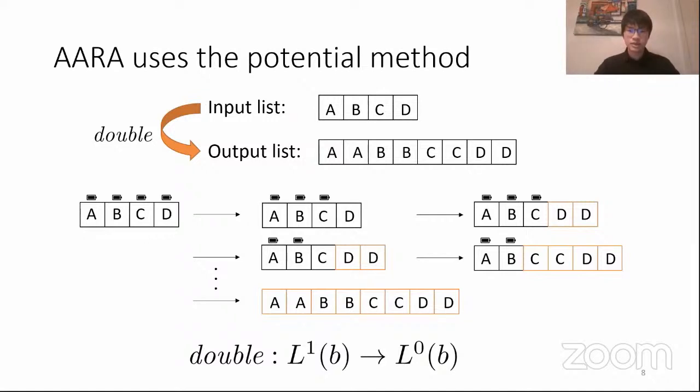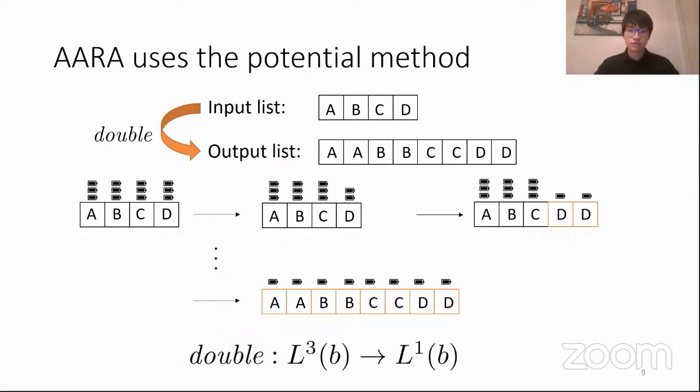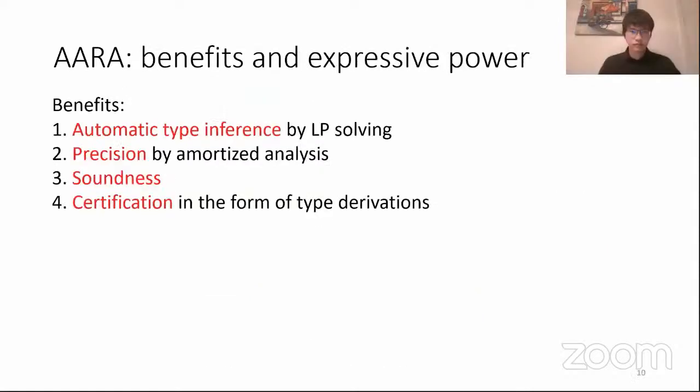These superscripts denote how much potential we store in each list element. This is not the only possible resource annotated type of the double function. For example, if we assign 3 units of potential to each element, then for each element we consume 1 unit of potential and split the remaining 2 units between the old and new list elements. As a result, another possible resource annotated type is L of 3 goes to L of 1.